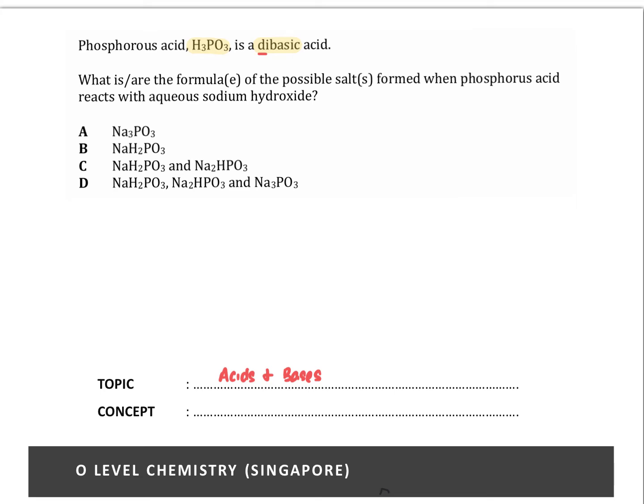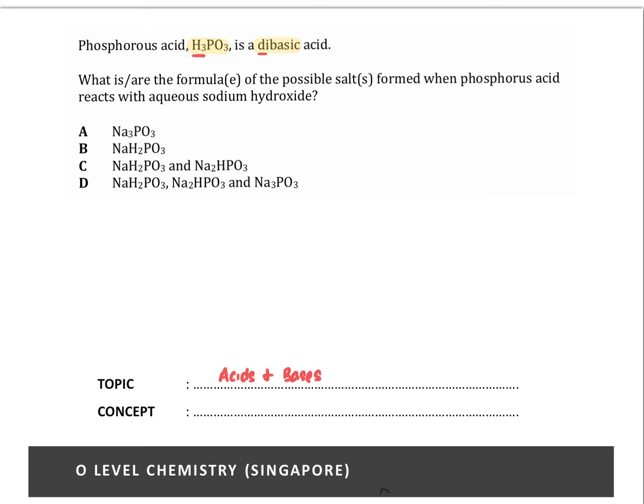So if 1 unit of the acid produces 1 unit of hydrogen ions, we call it monobasic. If 1 unit of the acid produces 2 units of hydrogen ions, we call it dibasic acid. An example of a dibasic acid would be sulfuric acid. Now, when students first see this question, they may find it slightly weird that phosphorus acid is a dibasic acid. Now, why is that so? It's because when you look at the formula of phosphorus acid, there are 3 hydrogen ions.